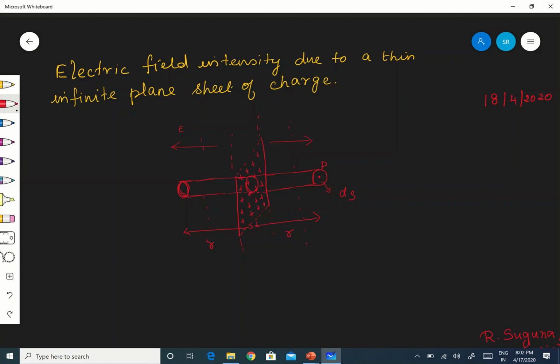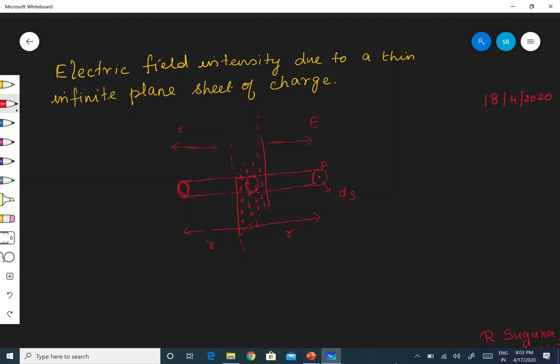Because by symmetry, I have not calculated anything, but by symmetry you can say this. The electric field to the right of the plane sheet will be directed towards the right, and to the left of the sheet the direction should be towards the left. So this is about the direction of the electric field. Now our job: the Gaussian surface is ready. This is the direction of E.